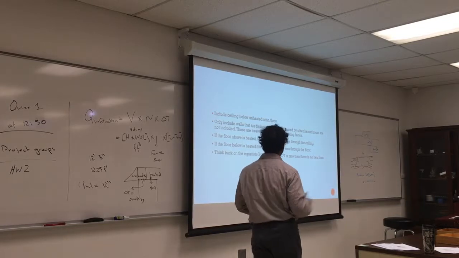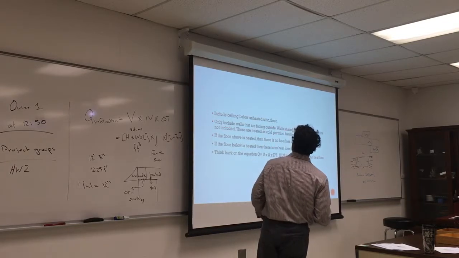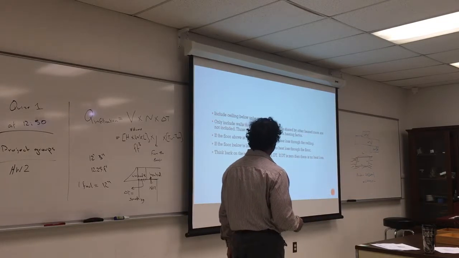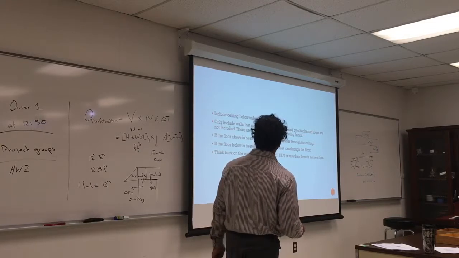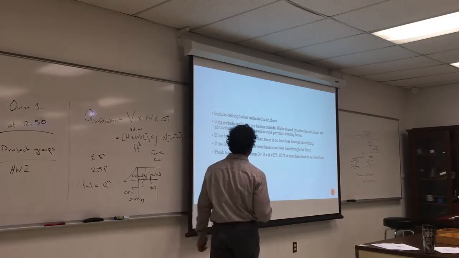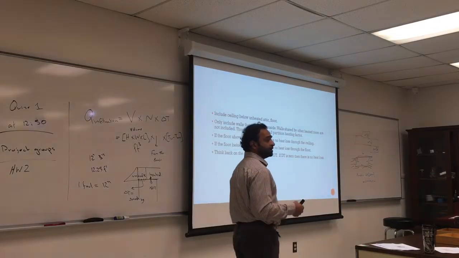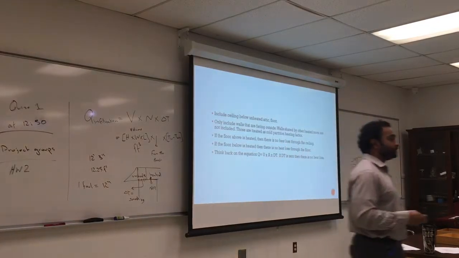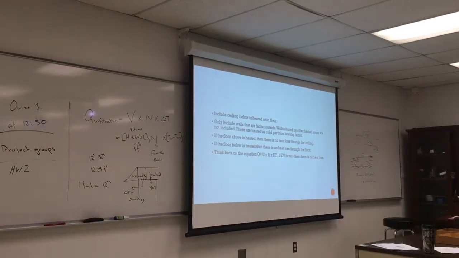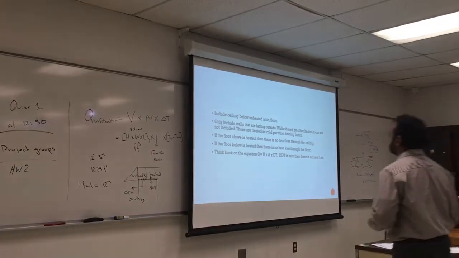Outside is always the cold one or the hot one. Walls shared by other heated rooms are not included. Those are treated as a cold partition heated factor. If there's another room, a garage is also called a cold partition. It's not heated, but it's not to the outside. So that's a cold partition.